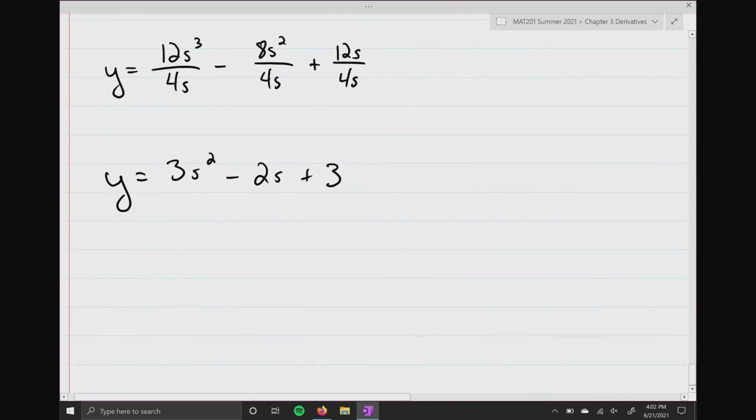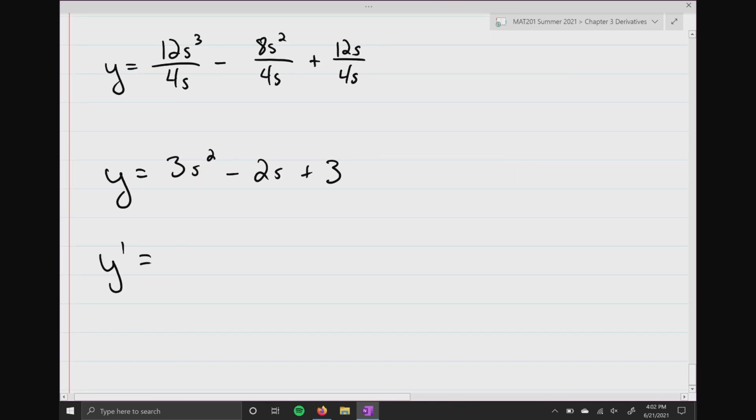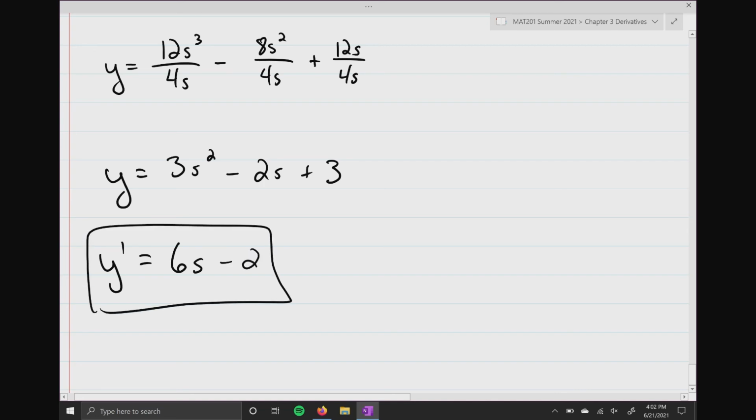Now when I want to take the derivative, it's much easier for me. So I get 6s to the first minus 2. The derivative of a constant, which is the plus 3, is equal to 0. So it's just a 0. That's it. Those are the types of problems you're going to encounter, where you have to be able to simplify something. Okay? So I hope this helps.